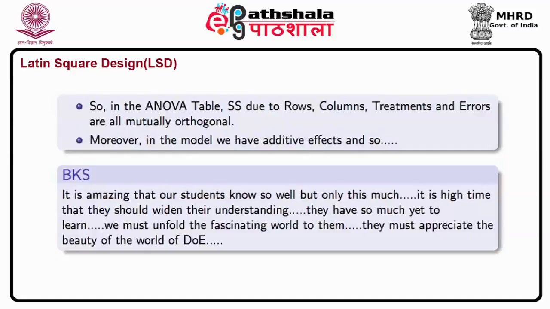So, in the ANOVA tables, sum of squares due to rows, columns, treatments and errors all are mutually orthogonal, as you have just said. Moreover, in the model we have additive effects, and so we can talk about the computation of error sum of squares, yes, computation of the error degree of freedom, everything follows in a routine manner.